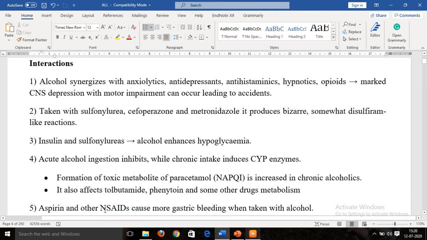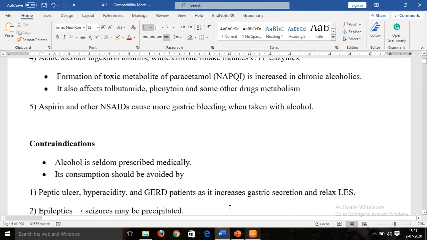Another interaction is with the NSAIDs. Aspirin is one example of NSAIDs. So if alcohol is consumed when a person is already taking any one of the NSAIDs, there are more chances of gastric bleeding. Gastric bleeding is a major complication with the use of NSAIDs; they result in an increase in gastric bleeding. So if alcohol is combined with these NSAIDs, there are more chances of gastric bleeding when the two are combined. So these are the interactions.